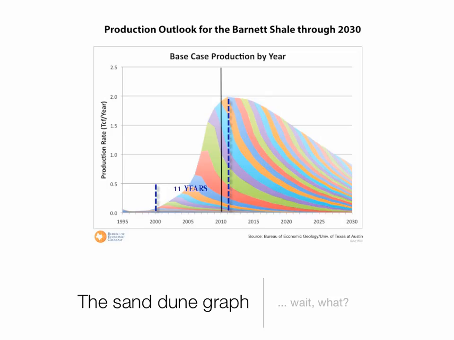Speaking of which, this is one of my favorite more recent graphs. The production outlook for the Barnett Shale from 1995 through 2030, or as I call it, the sand dune graph. I have no idea what these lines, what these stripes represent. I have to think they don't represent anything really, because the colors repeat, and you couldn't possibly have a legend on this thing that would make any sense as far as I'm able to tell.